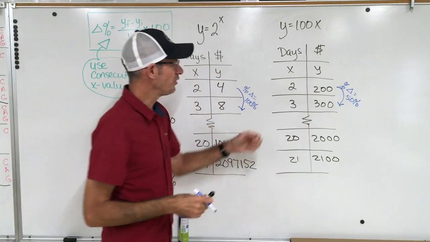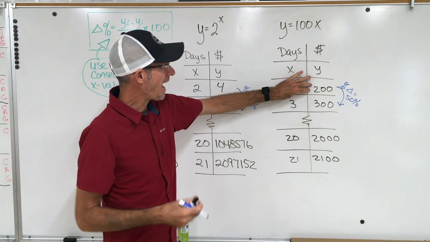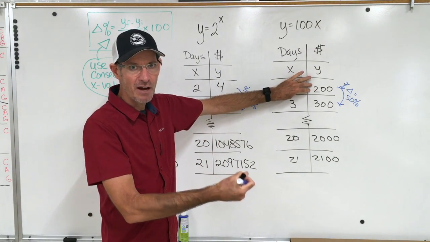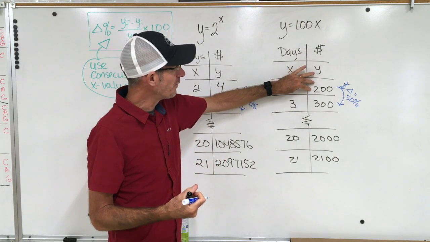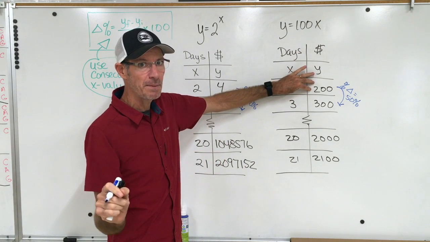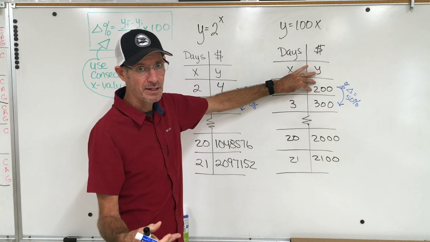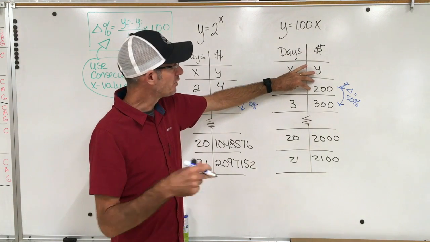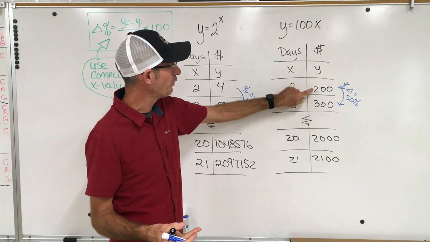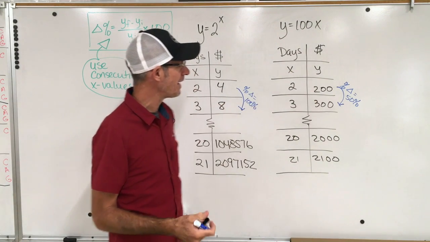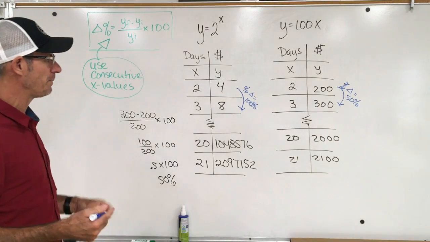So what that means is you started with 200, and if it's going to have a percent change of 50%, you get your original 200 plus you get 50% of that added on. So 200 plus 50% of 200, which is 100. So 200 plus 100, that's how it grew from 200 to 300, and that's a percent change of 50%.